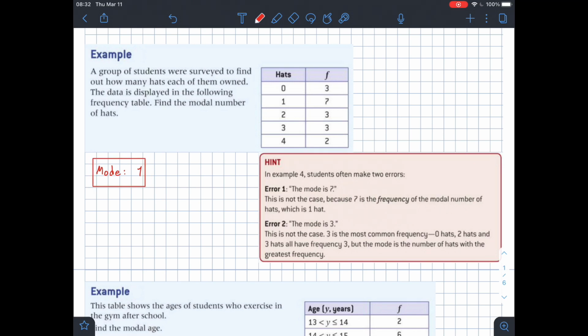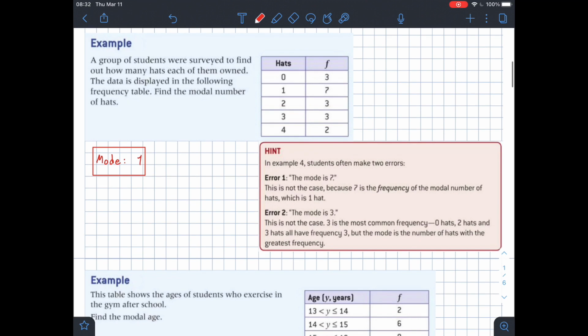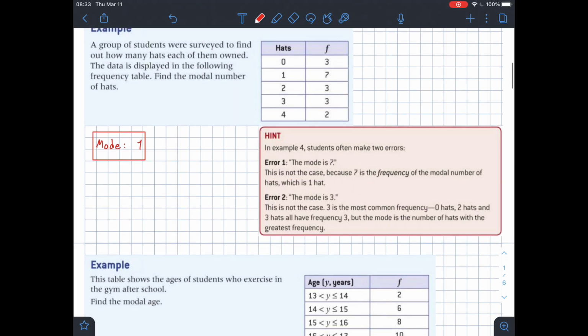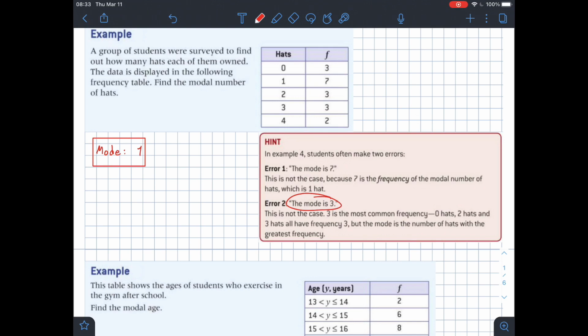Now, pay attention to some common mistakes for this example. One error, some students say that the mode is 7, and this is false because, we look at this number to define the mode, but the mode will never be a frequency, right? We always have to relate it to our original variable. So this is not the case because 7 is the frequency of the modal number of hats, which is 1 hat. And another common mistake is saying the mode is 3.